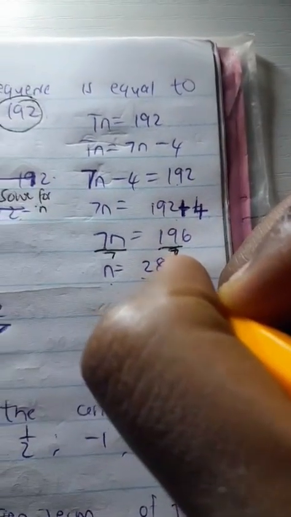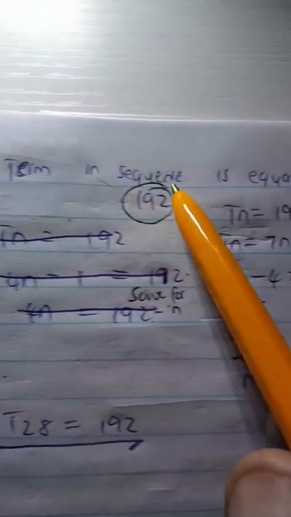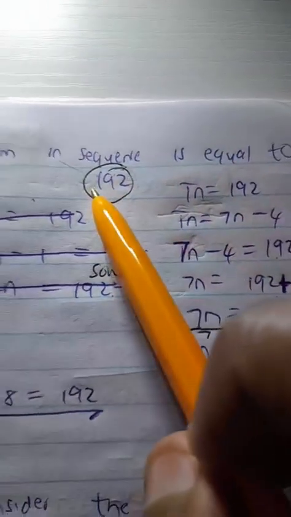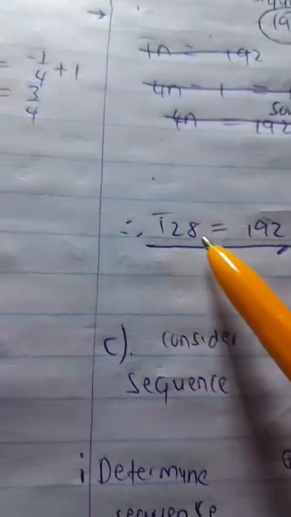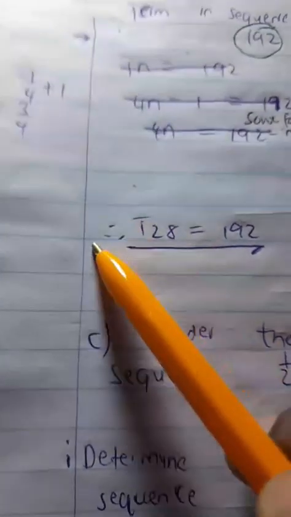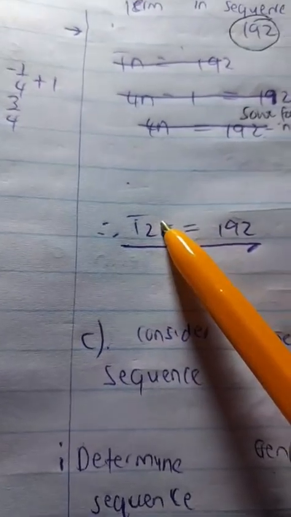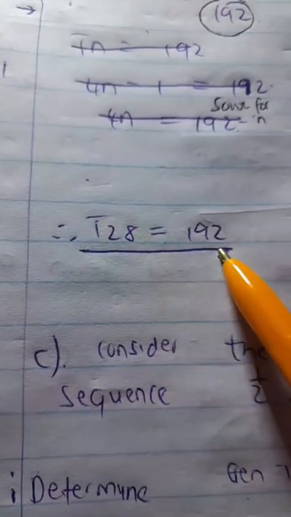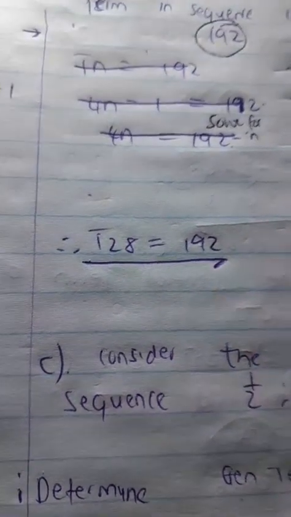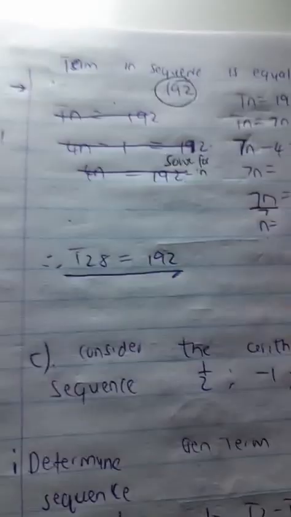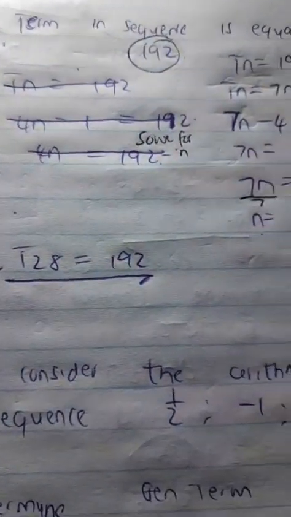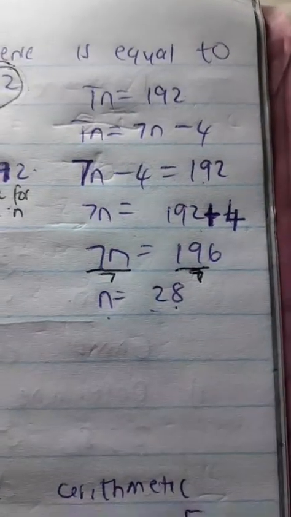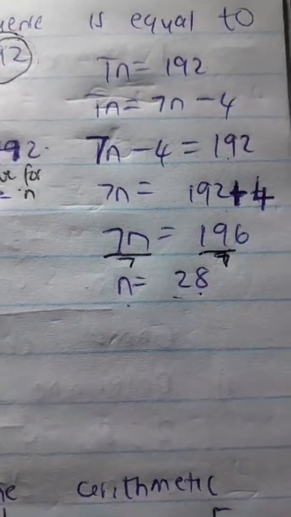Of 28. So what did they ask? The term in the sequence which is equal to 192. So we say term 28, therefore it's term 28 that is equal to 192. Because we found that n is 28, it means it's term 28 that is equal to 192. We conclude as such after finding the value of n. Are we together, people? So that's B.